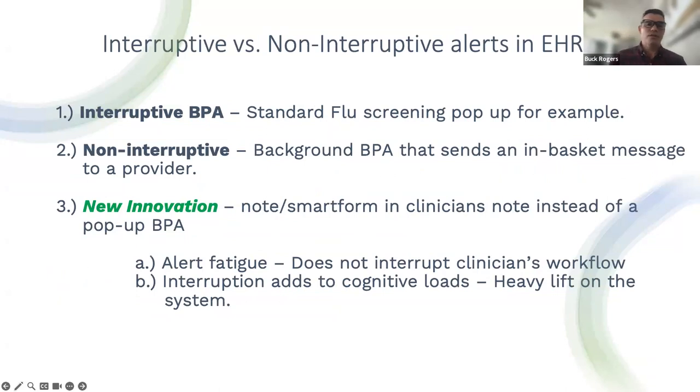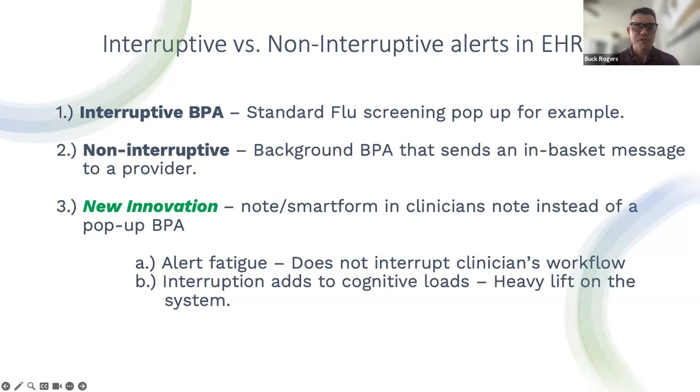We took a three-pronged approach to this pilot. For the first BPA, we used an interruptive one, which is that first screenshot I showed you, also a standard flu screening pop-up. These are the pop-ups that I think we all know, at least in the Epic world. They pop up in your face and say, hey, this patient needs X, Y, and Z, and interrupt the workflow. The second one, we didn't really test with, it's just a background BPA. This could be anything from something triggering in the system, so it sends an in-basket message to the doctor or nurse saying the patient needs X, Y, and Z. It's a great tool, but it's not point of care, so we didn't really focus on that one.